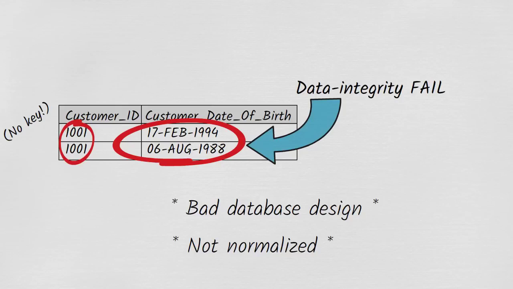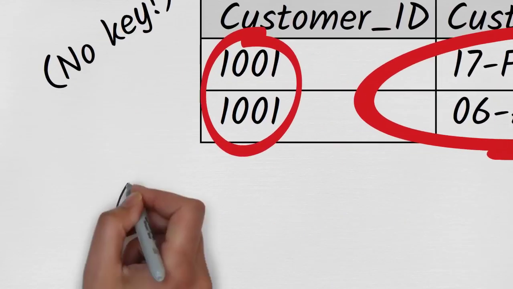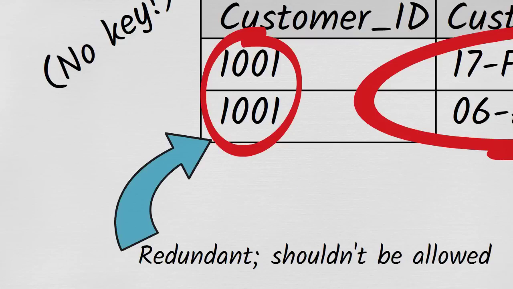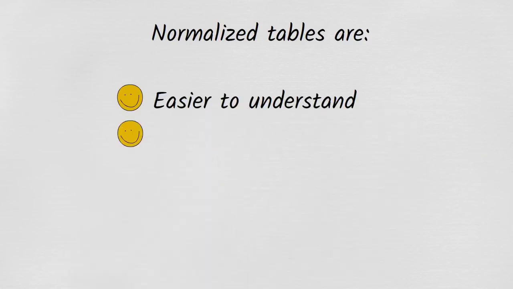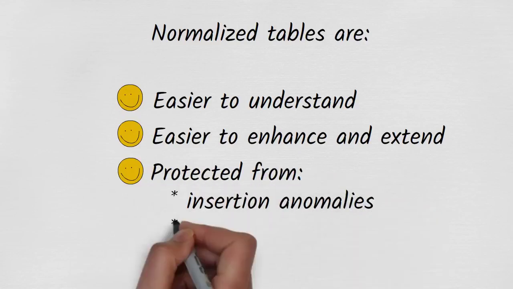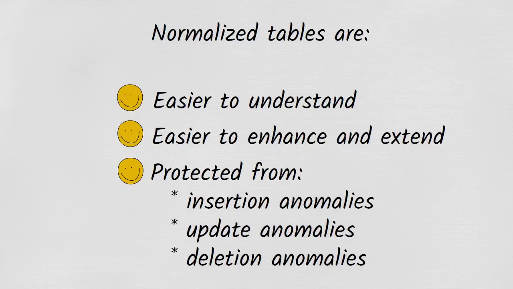So what does normalization mean? When you normalize a database table, you structure it in such a way that it can't express redundant information. So, for example, in a normalized table, you wouldn't be able to give customer 1001 2 dates of birth, even if you wanted to. Very broadly, the table can only express one version of the truth. Normalized tables are not only protected from contradictory data, they're also easier to understand, easier to enhance and extend, and protected from insertion anomalies, update anomalies, and deletion anomalies.